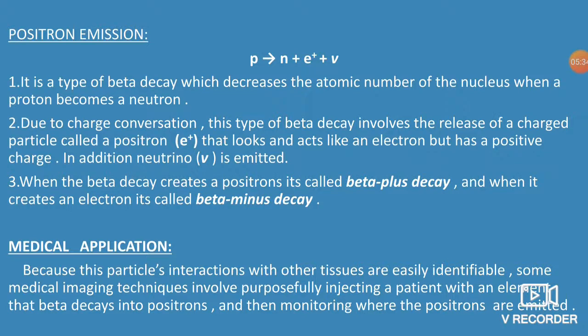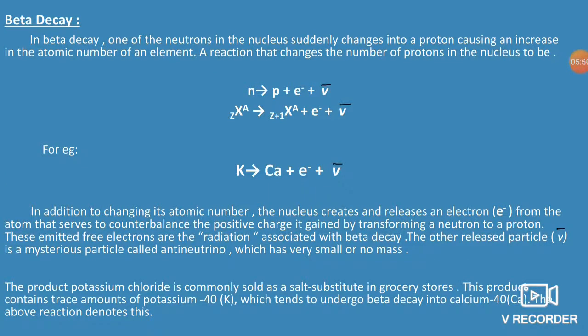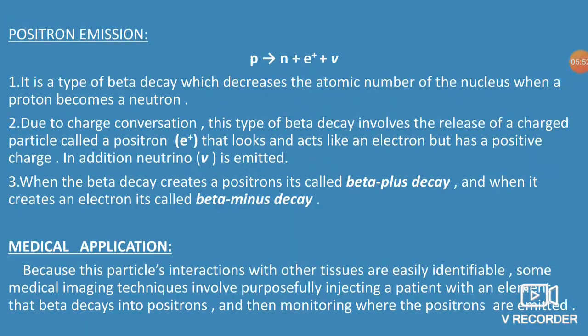So we can divide beta decay into two types. When the beta decay creates a positron, that is positron emission, it is called beta plus decay. And when it creates an electron, it is called beta minus decay. So this one is known as beta minus decay, and this one is known as beta plus decay. This is called positron emission. These are the two types of beta decay.